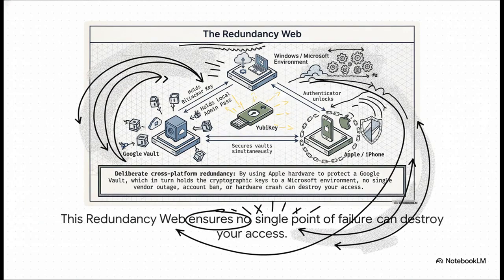This redundancy web just ties it all together so beautifully. Your Apple device helps secure your Google Vault, which holds the keys to your Microsoft world. A little hardware token, like a YubiKey, can secure all of them at the same time. No single point of failure can destroy your access, because everything is interconnected and backs each other up.